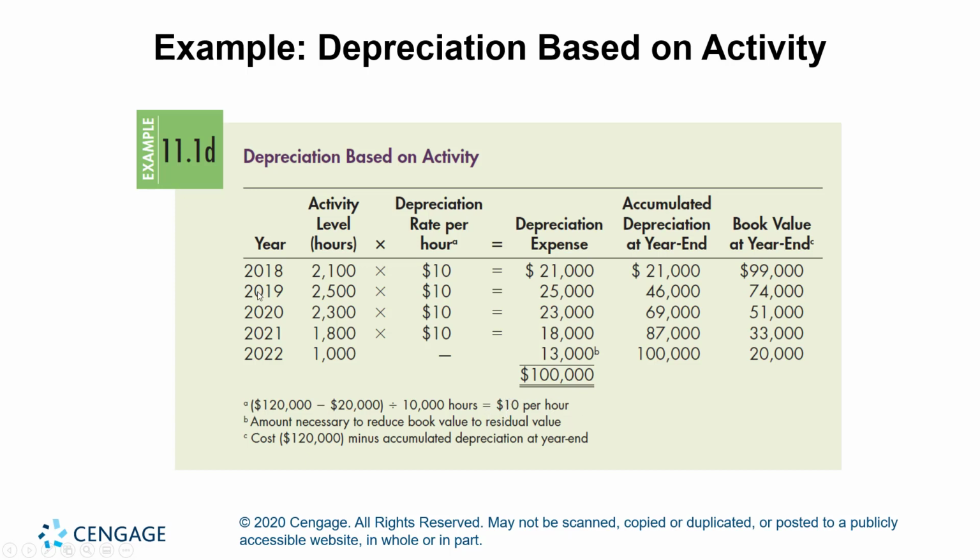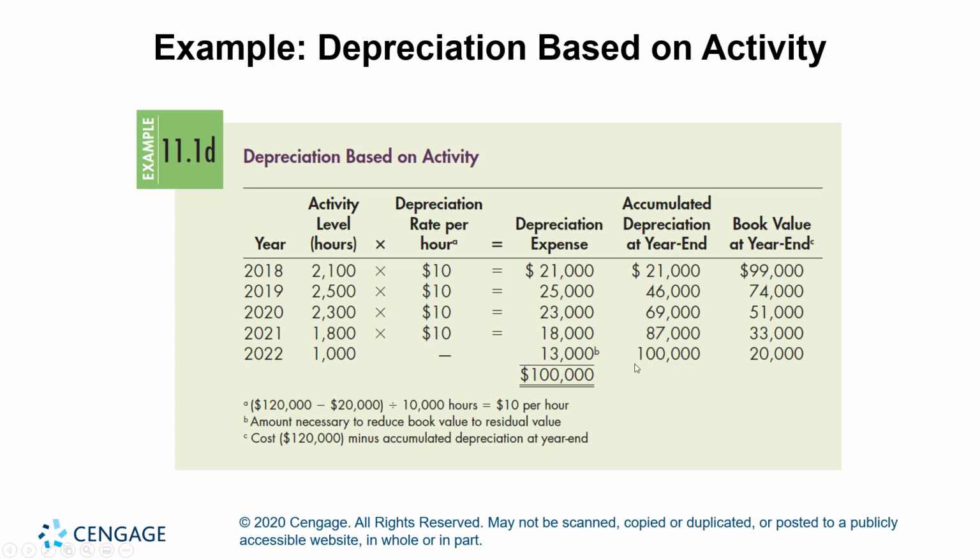Then you go to the next year, 2,500 hours times 10. And you'll do this until you exhaust the number of hours and you get to the 100,000 in accumulated depreciation, and you get to the 20,000 in ending book value. You still get to the same number no matter what. We're not depreciating beyond 100,000.